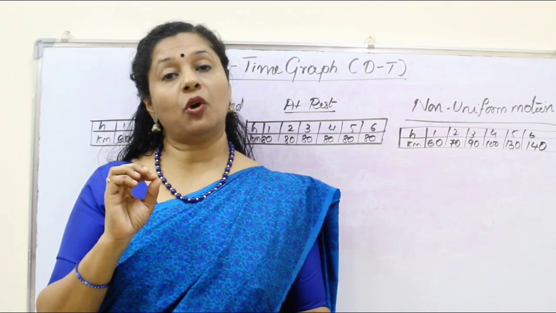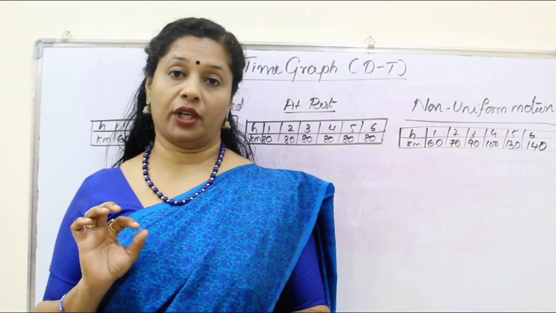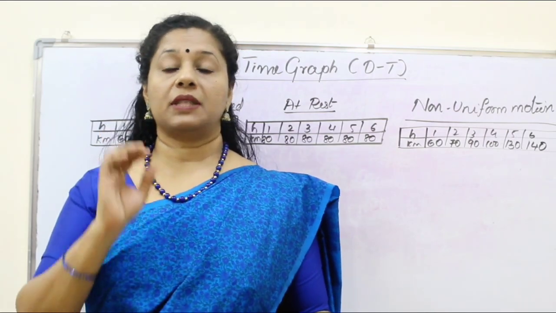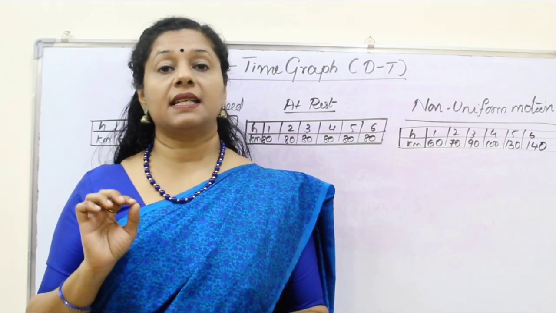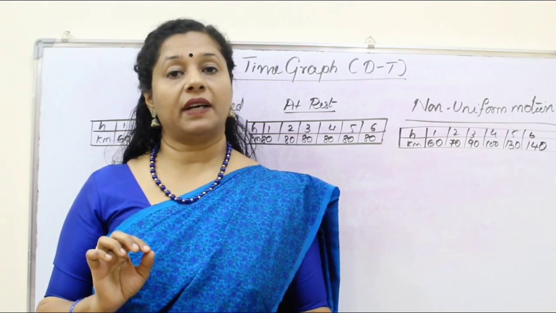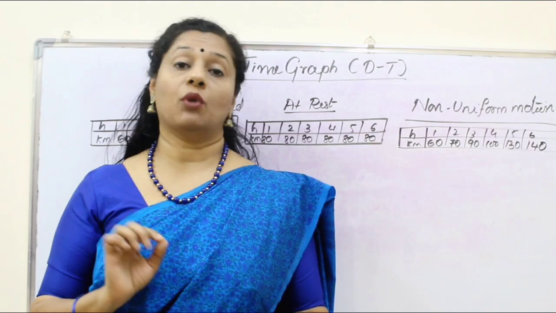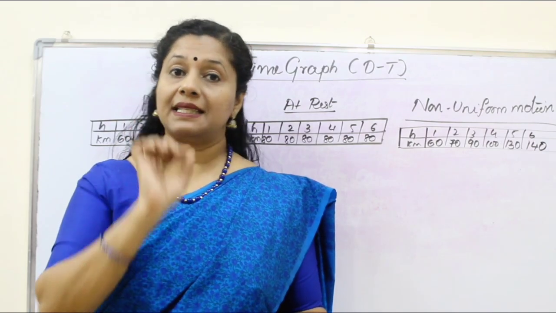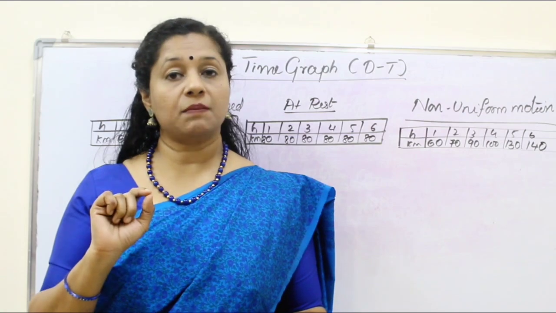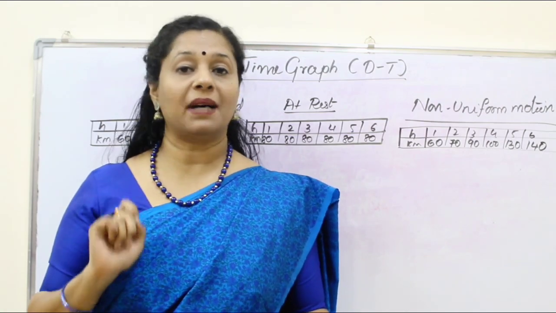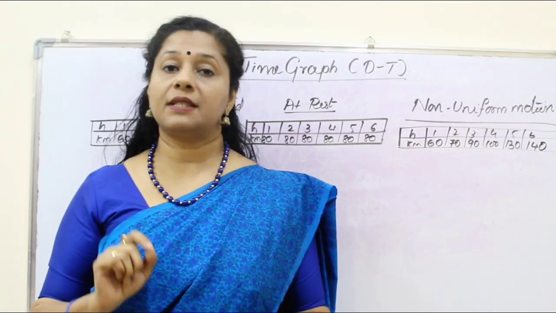Second, at any point of time, what is the position of a body, that we can find out. Suppose at this time, where it is. Then third, using distance time graph, we can also find out the speed of that body, because we have distance on the y-axis, time on the x-axis. What is speed? Speed is the distance traveled by time. So we can easily find out the speed as well.